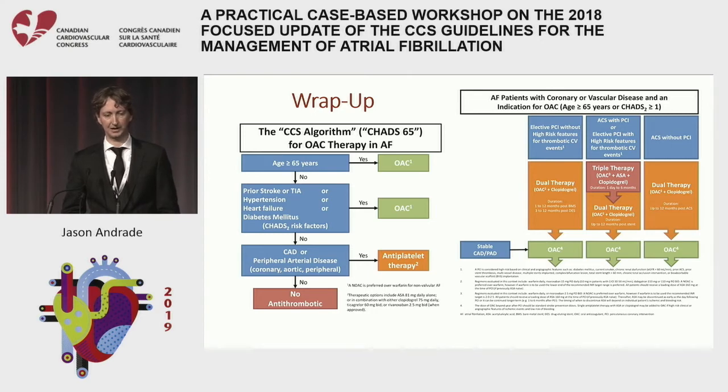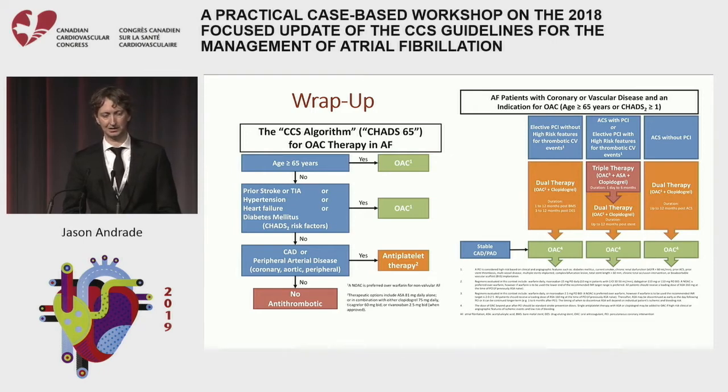In patients who have an indication for anticoagulation, then you treat their coronary disease depending on their presentation. So if they have stable coronary disease, we don't recommend combination therapy. We recommend anticoagulation alone. If they have an unstable coronary syndrome or they have an elective PCI, then the combination therapy depends on how high risk they are in terms of whether or not you use triple therapy.